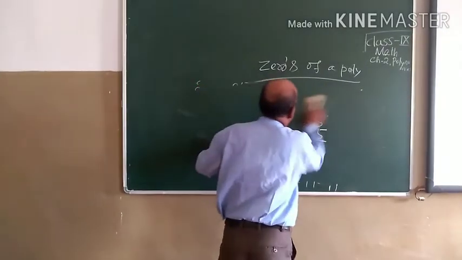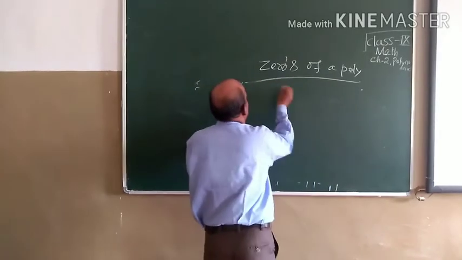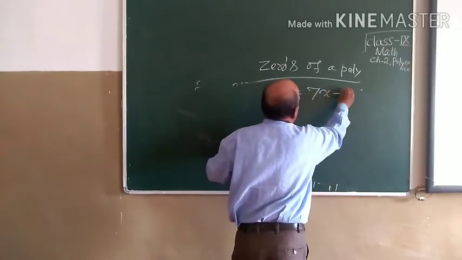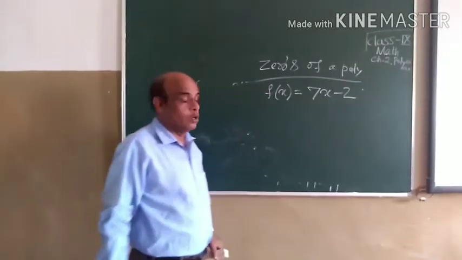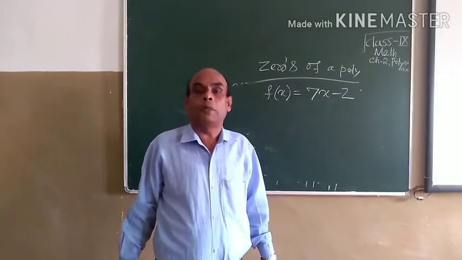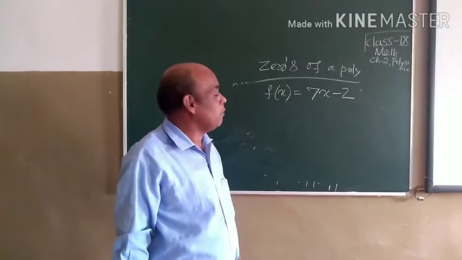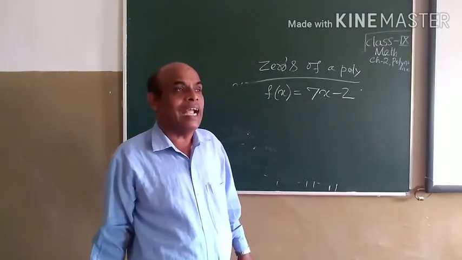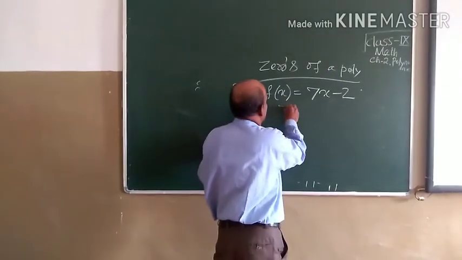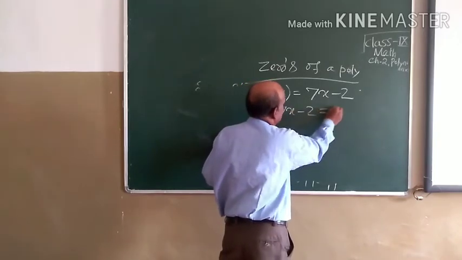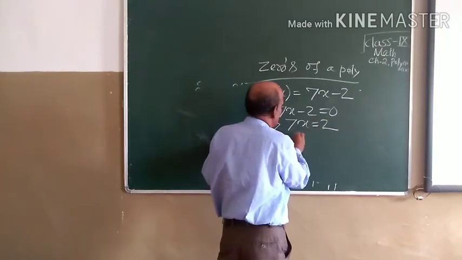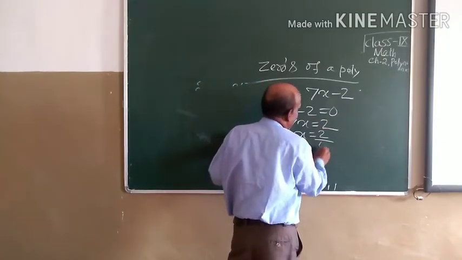Similarly, see another question. Suppose I say f(x) is equal to 7x minus 2. So what is the root of the polynomial? It means what should be the value of x so that the polynomial is equal to 0. So you will say 7x minus 2 is equal to 0. It implies that 7x is equal to 2, or x is equal to 2 by 7.